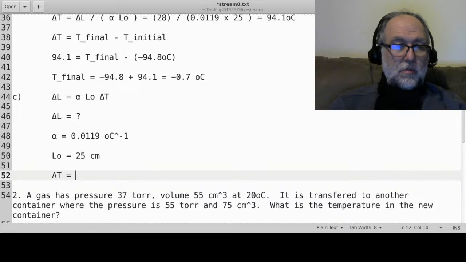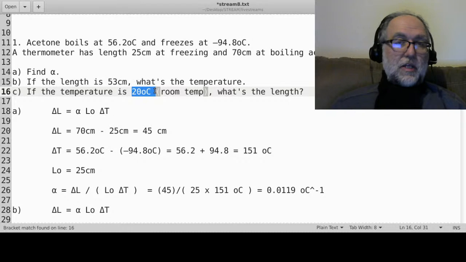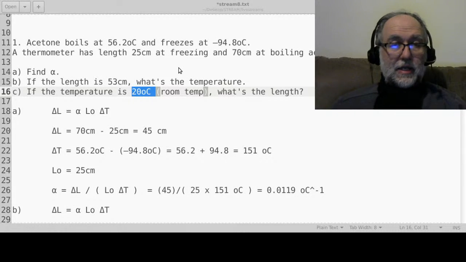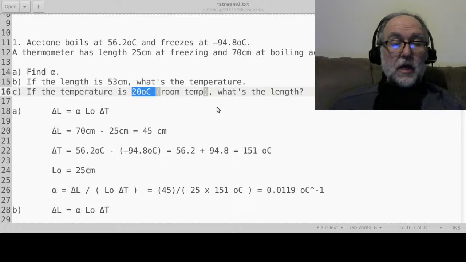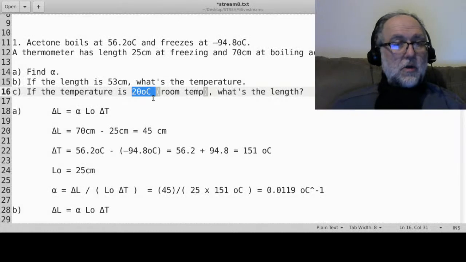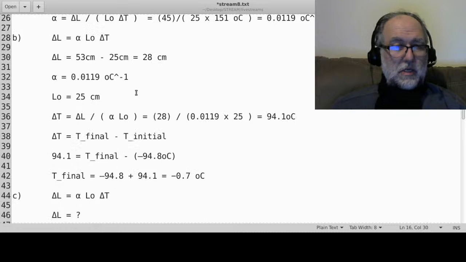So the delta T, remember, is the T final minus the T initial. The final temperature is where you wind up. What did I tell you? You wind up at 20 degrees Celsius, which incidentally is room temperature. Here in the US we use Fahrenheit, and so usually we say room temperature is 70 degrees Fahrenheit. The equivalent of that in Celsius is 20 degrees Celsius. So that's our final temperature, 20 degrees Celsius.